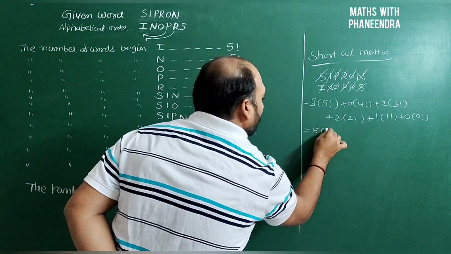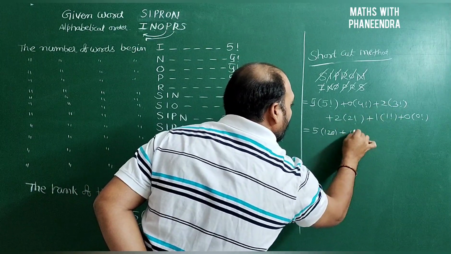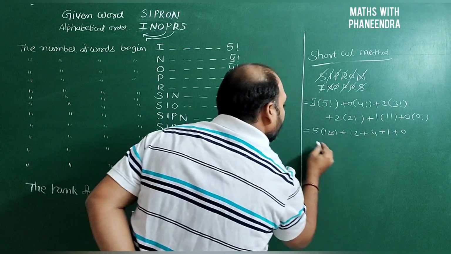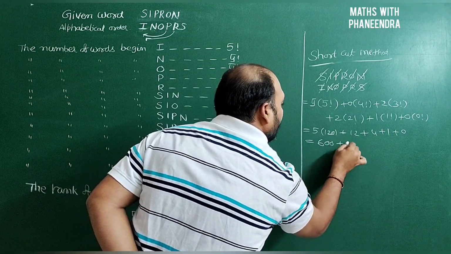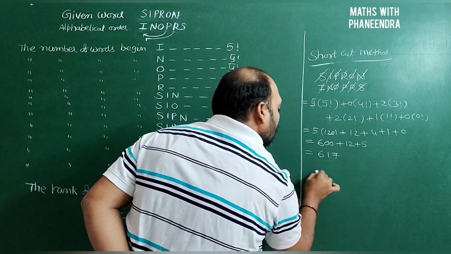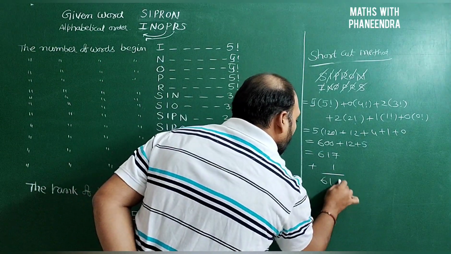So 5 into 5 factorial, that is 120, 600. 0 plus 3 factorial is 6, 6 into 2 is 12. 2 into 2 factorial is 4 plus 1 plus 0. So 600 plus 12 plus 5, so 617. In the shortcut formula we add 1. So 618. Why are we adding this one?